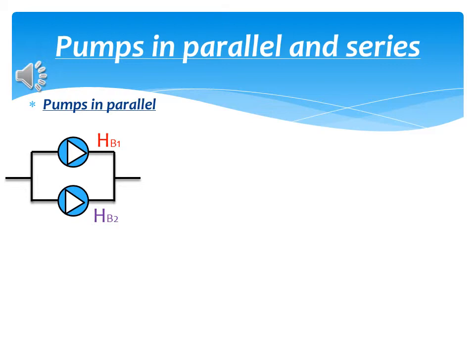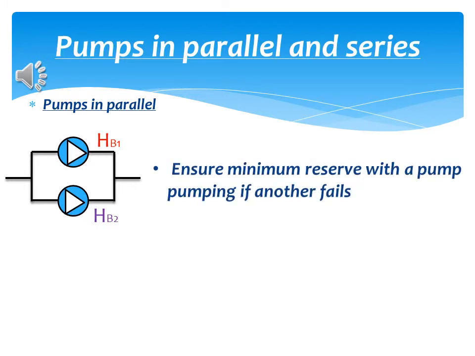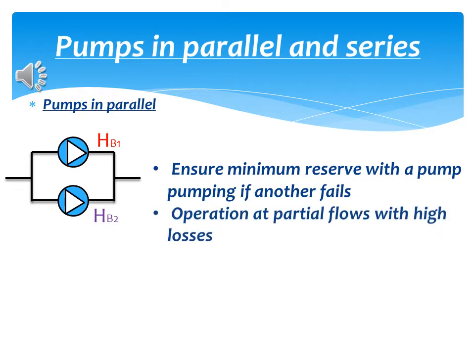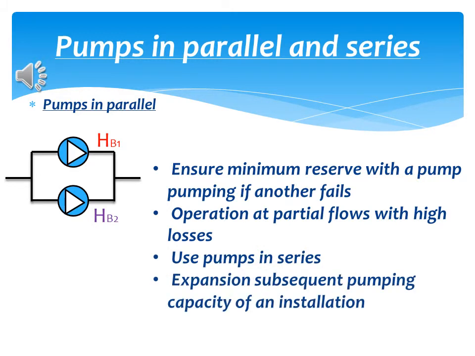The second part of this unit is pumps in series and parallel. Pumps are usually grouped in sets to provide adequate service to the demand when a single machine cannot do it. Let's start with the pumps in parallel. Parallel pumps are used to ensure a minimum reserve, with a pump pumping if another fails, and to operate with lower losses at partial flow rates. Pumps in series are used for enlargement of the subsequent pumping capacity of a facility.